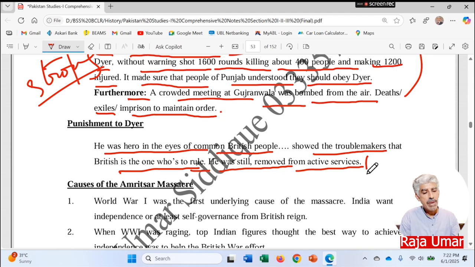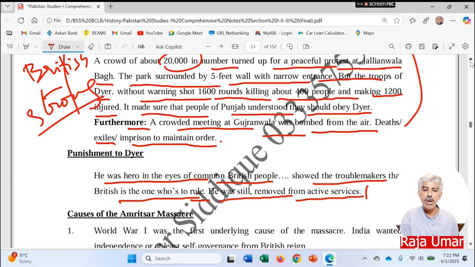So they believed that the right of ruling belongs only to the British and no one else. If someone goes against the British rule, that person or that community would be taught a lesson. But General Dyer was simply removed and dismissed from service, and no stronger punishment was given to him, even though he was the killer of about 400 people at Jallianwala Bagh.